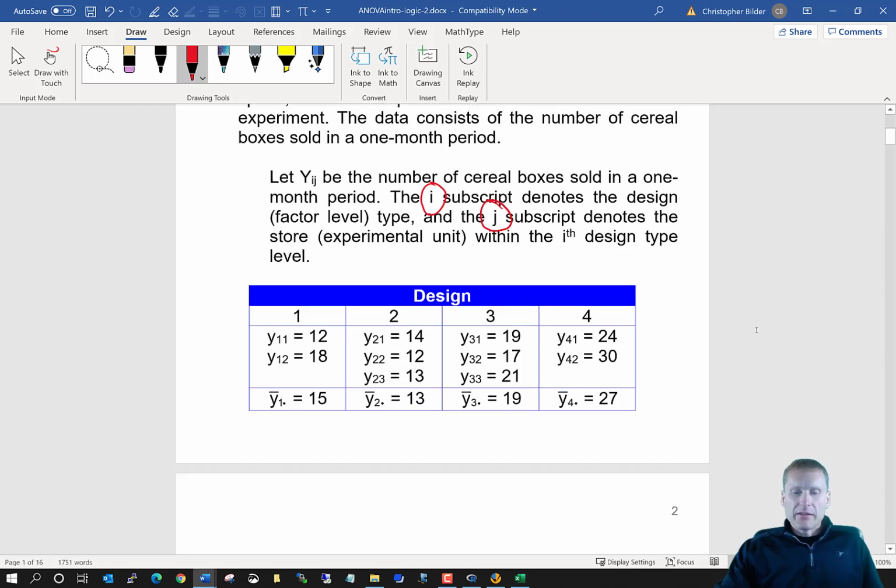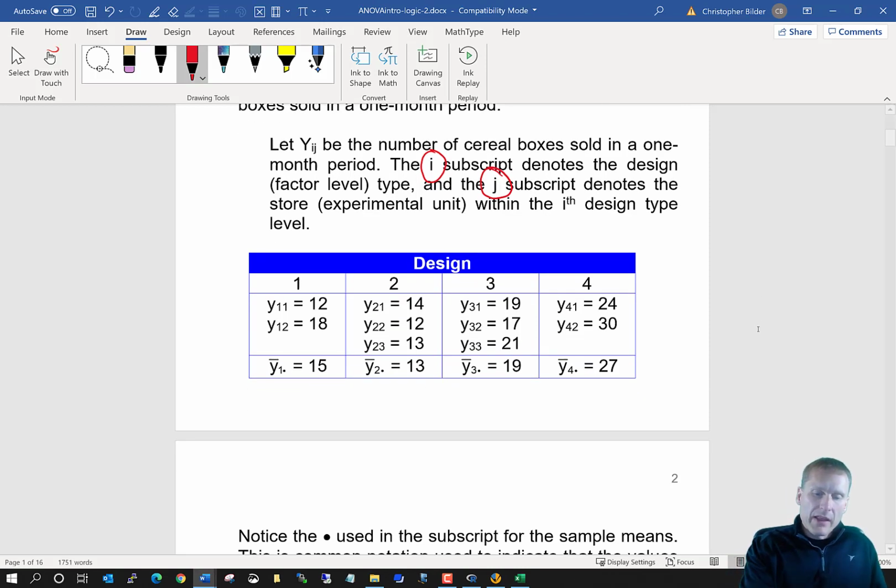So, for example, let's say we go and perform the experiment, then we actually observe for design 1, store 1, we observed 12 cereals were sold for this 1 month period of time. For store 2, that's for design 1, we observed 18 cereals that were sold. If we come over here to design number 2, store 1, we observed 14 cereals. And so again, we have a total of 10 different stores as our experimental units. So we have 10 different observations here.